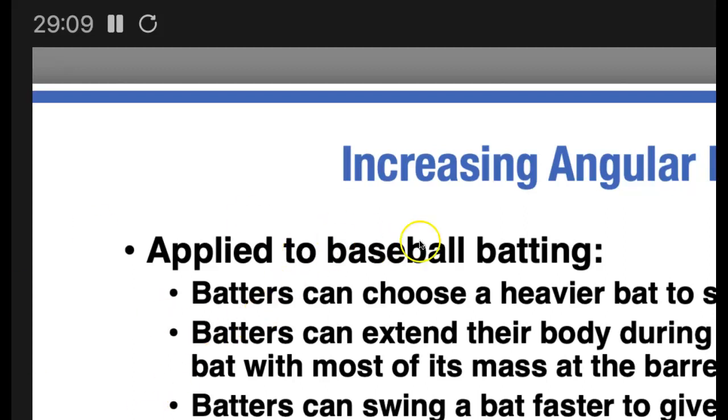So athletes need to find a balance between mass, distribution of that mass, and angular velocity. Sometimes bats have a big, thick barrel at the end. This is more of a softball bat here, where it's all about the same from here to here. Most baseball bats for like Little League are going to end up really thick on the end and then taper down quickly.